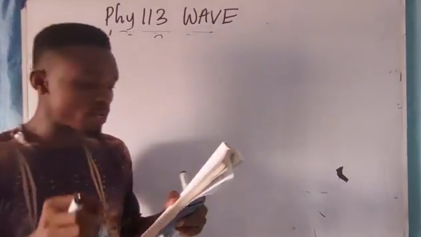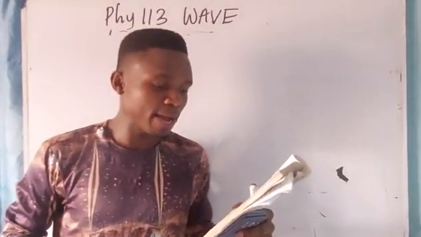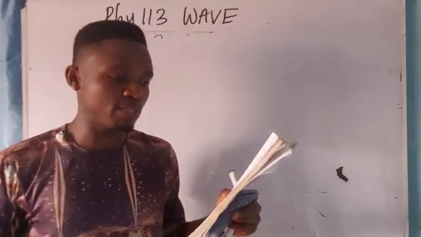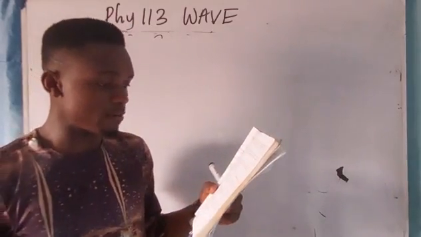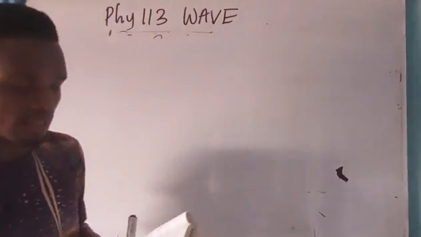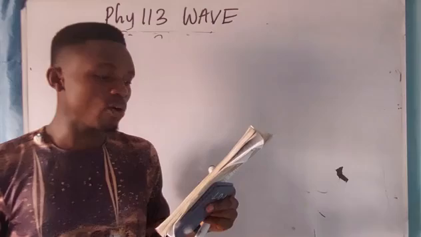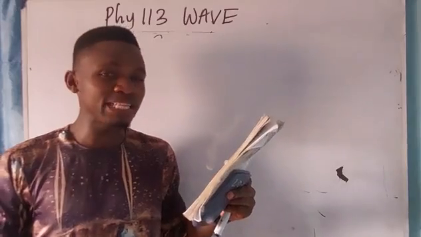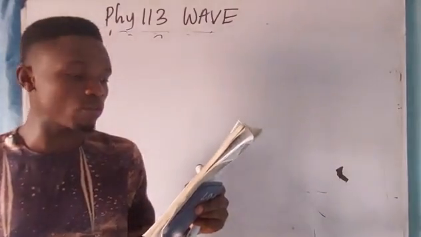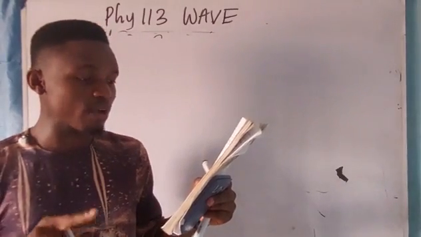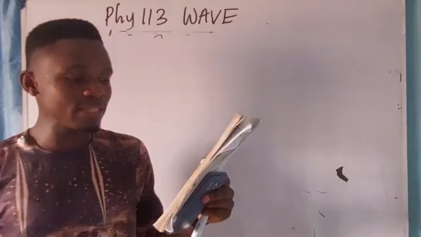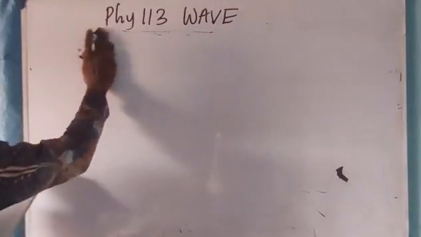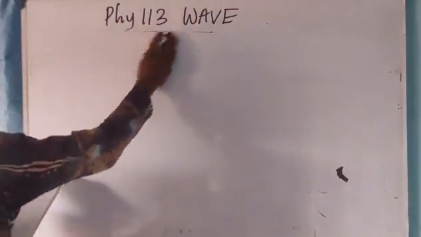A stretched string has a mass per unit length of 5 grams per centimeter and a tension of 10 Newton. A sinusoidal wave on this string has an amplitude of 0.12 millimeter and a frequency of 100 hertz, and is traveling towards decreasing x. Write an equation for this wave.